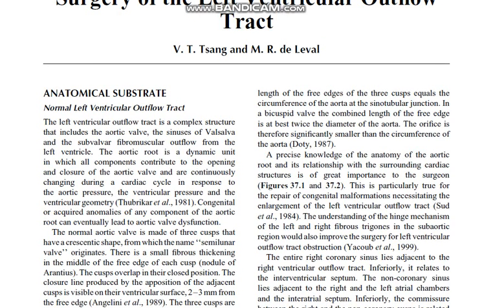The aortic root is a dynamic unit in which all components contribute to the opening and closure of the aortic valve and are continuously changing during a cardiac cycle in response to the aortic pressure, the ventricular pressure, and the ventricular geometry. Congenital or acquired anomalies of any component of the aortic root can eventually lead to aortic valve dysfunction.